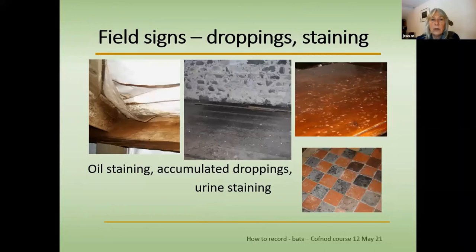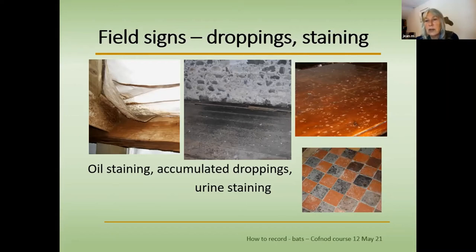And then you get oil staining inside roofs, the left hand side one in a roof membrane, something you don't particularly want to see because of the possibility of bats getting caught up in the membranes, but it's a good indication of roosts. And then accumulated droppings such as the one in the middle, which suggests a nursery roost.